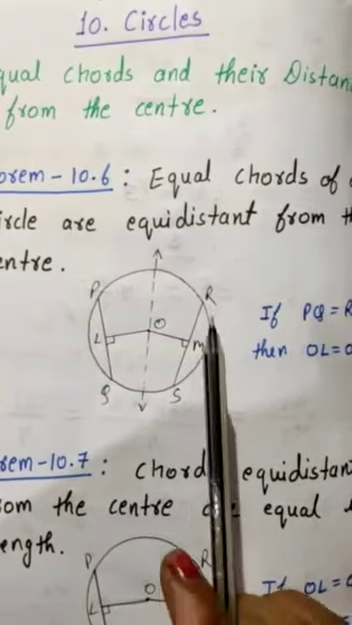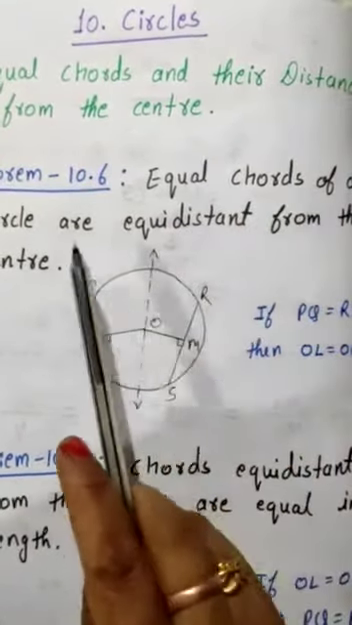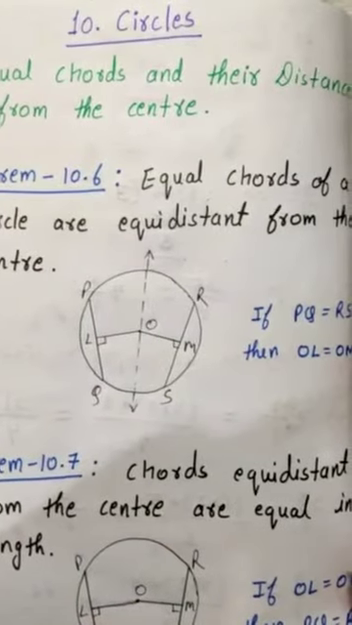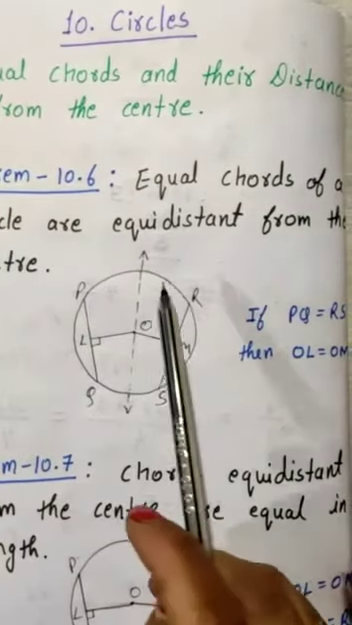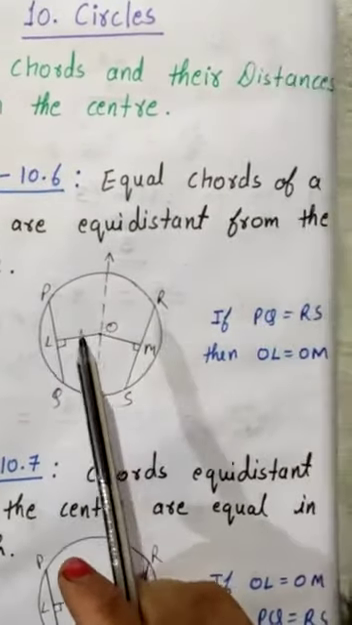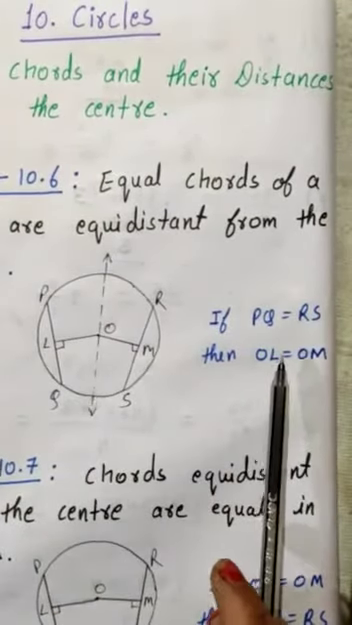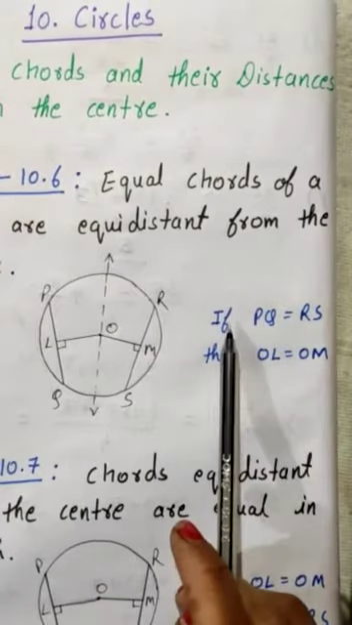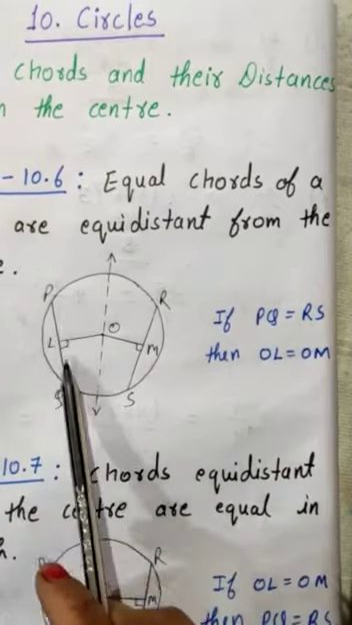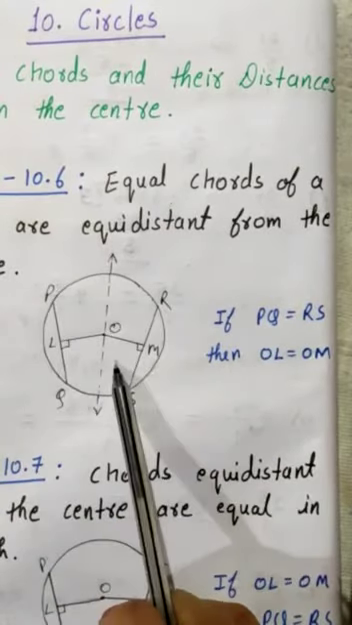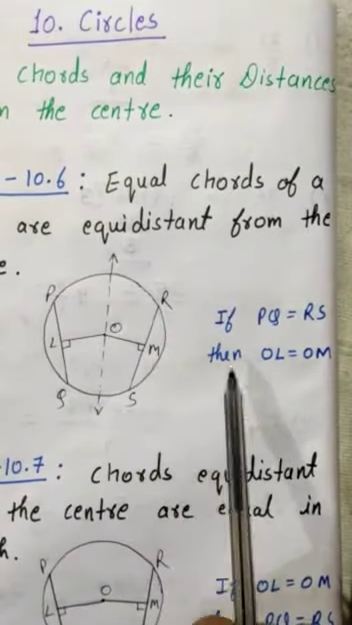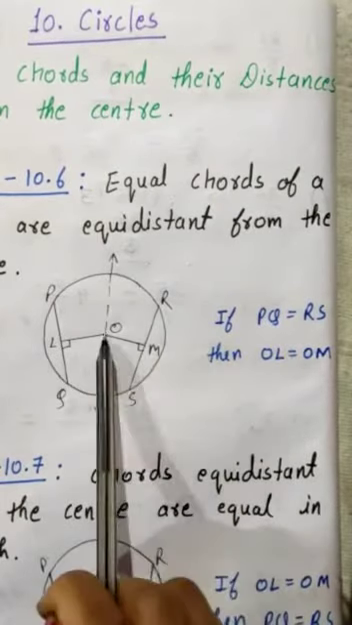So what is the first theorem? Equal chords of a circle are equidistant from the center. You all know what a chord is. Now you are given a circle. The theorem says if PQ is equal to RS, where PQ is one chord and RS is the other chord, then OL is equal to OM.